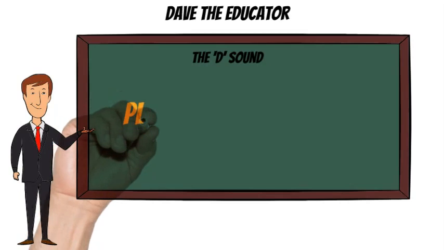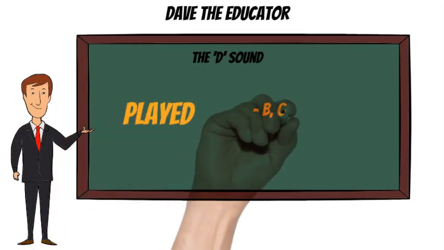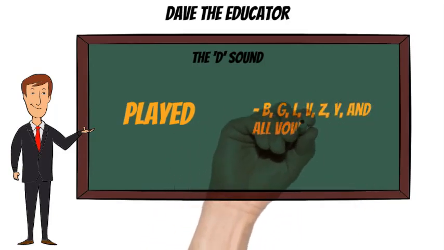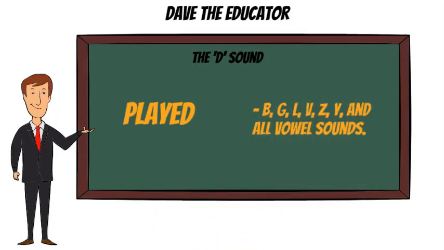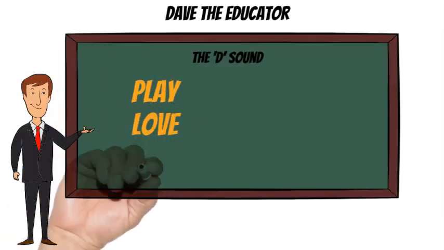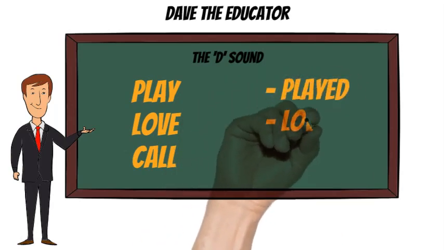Next, we have the D sound. We use this sound when the verb ends in these voiced sounds, B, G, L, V, Z, Y, and all the vowel sounds. For example, play becomes played, love becomes loved, and call becomes called. Listen to the D sound at the end.